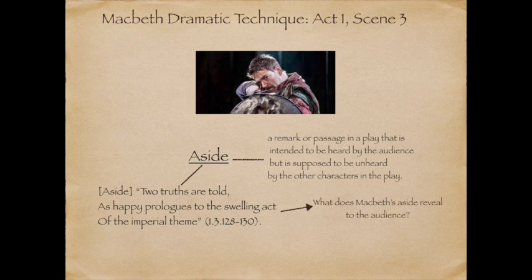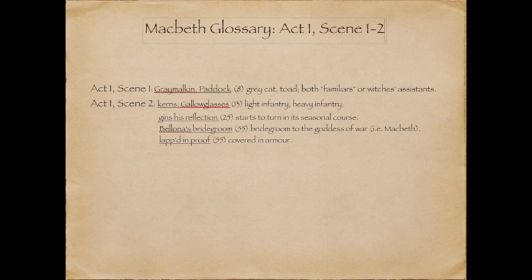Now, a dramatic technique that's used in Act 1, Scene 3 is an aside. Now, an aside is a remark or passage in a play that is intended to be heard by the audience, but is supposed to be unheard by the other characters in the play. So, 2 truths are told as happy prologues to the swelling act of the imperial theme. So think about, what does Macbeth's aside reveal to the audience?